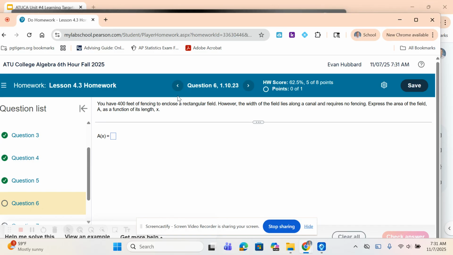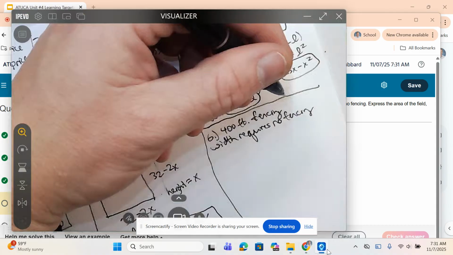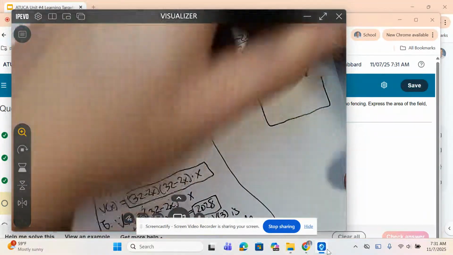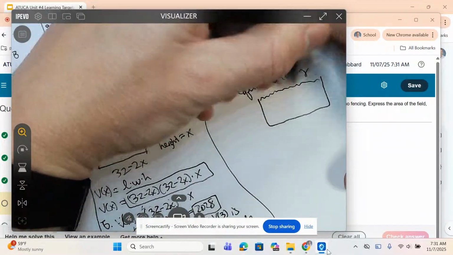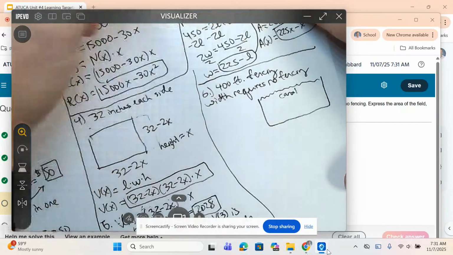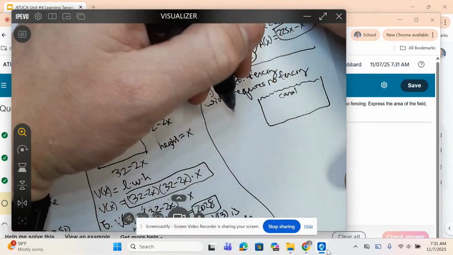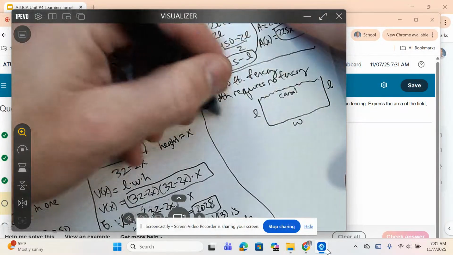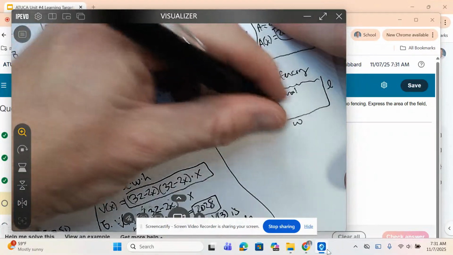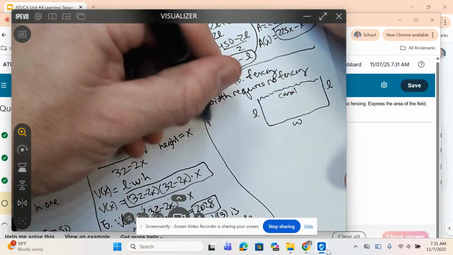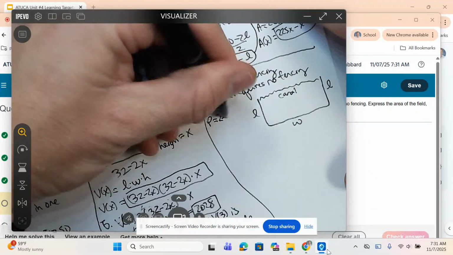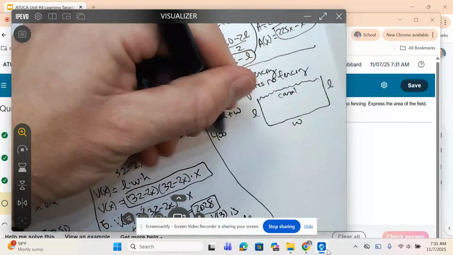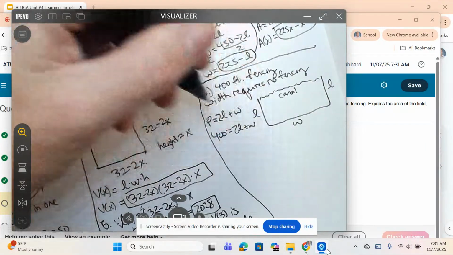Okay. Express the area of a field as a function of its length. So I've got a rectangular field, and you've got a canal, and you're going to have a length and a width. So your 400 feet this time, your perimeter that you're going to cover here is going to be 2L plus W. So 400 equals 2L plus W.